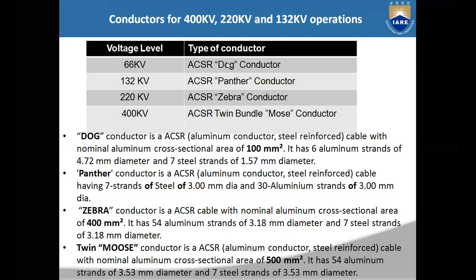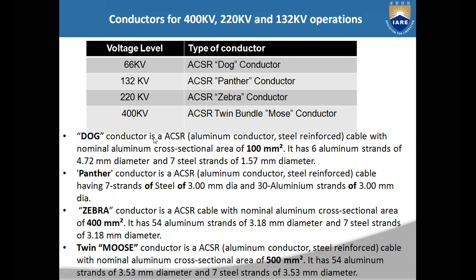So why dog type? Dog type means that this is an ACSR conductor cable with a nominal aluminum cross-sectional area of 100 mm square, and it has 6 aluminum strands of 4.72 mm diameter and 7 steel strands of 1.57 mm diameter. So an ACSR dog type conductor will have 6 aluminum strands and 7 steel strands, and the diameters of those are represented here.